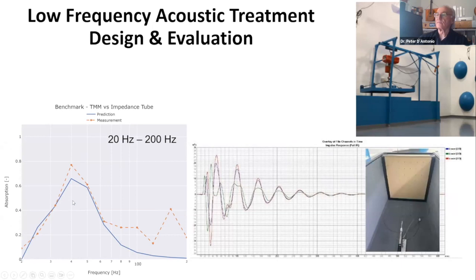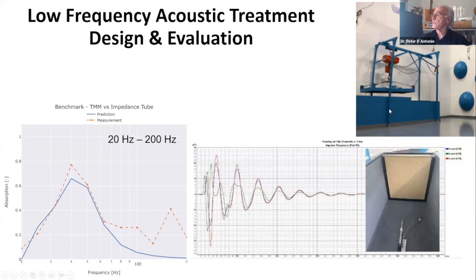And so the prediction is the blue line. And we then build one of these units, as you see here. I have a large impedance tube in the RPG Acoustical Research Laboratory, which measures between 20 Hertz and 200 Hertz. To the best of my knowledge, it's the only impedance tube in the United States that offers this capability.